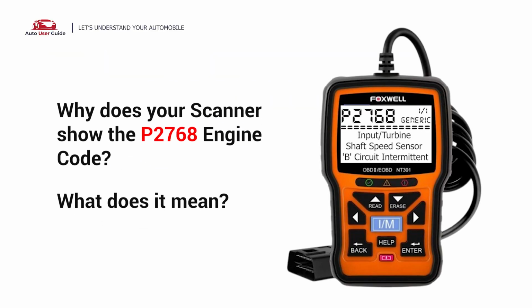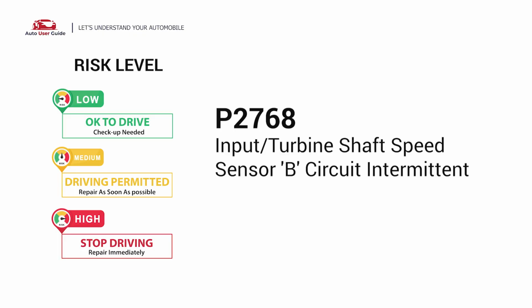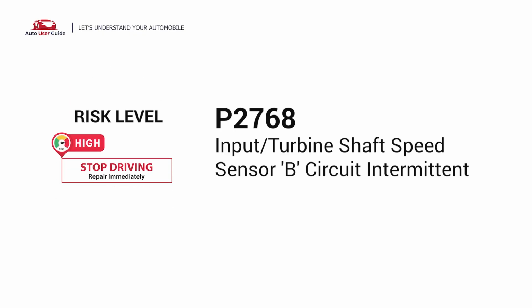Why does your scanner show the P2768 engine code? What does it mean? P2768 is a diagnostic trouble code for input or turbine shaft speed sensor B circuit intermittent.